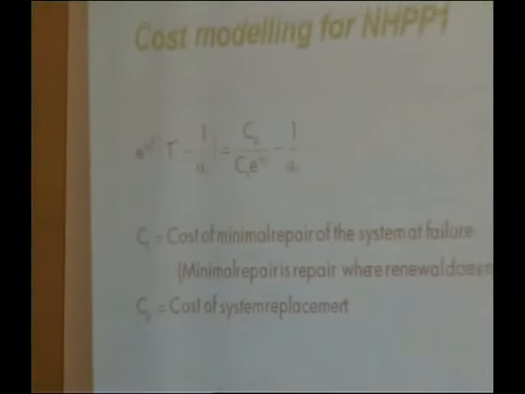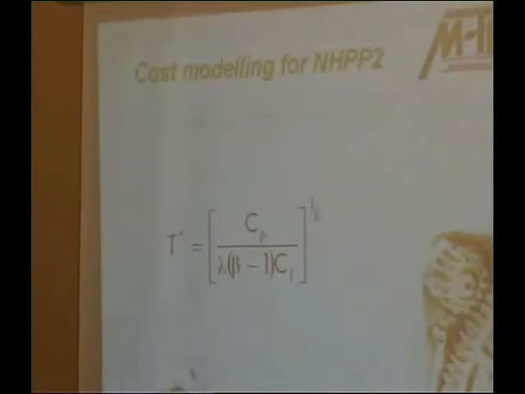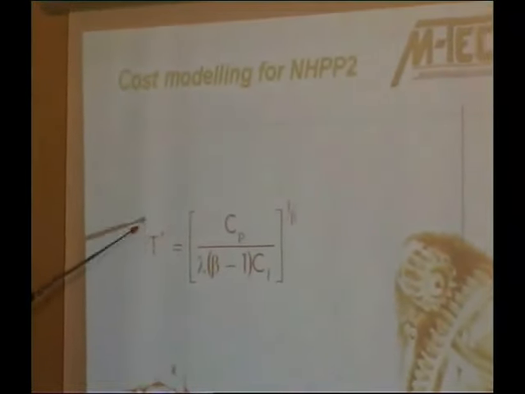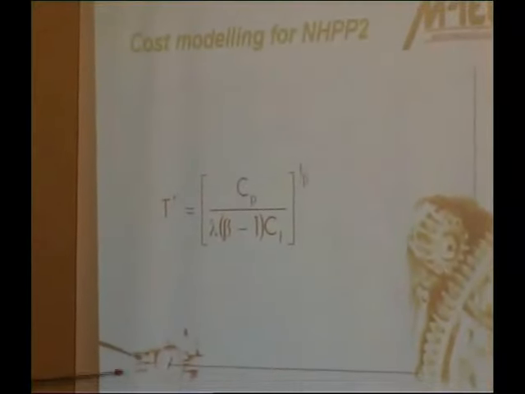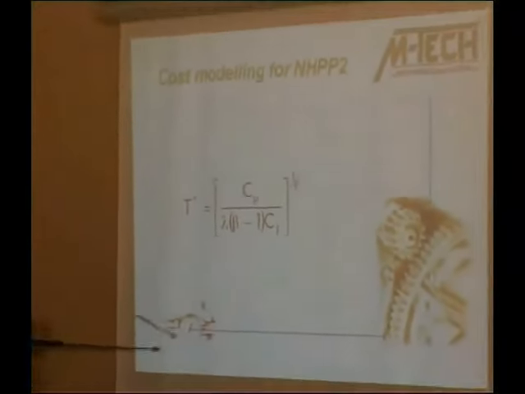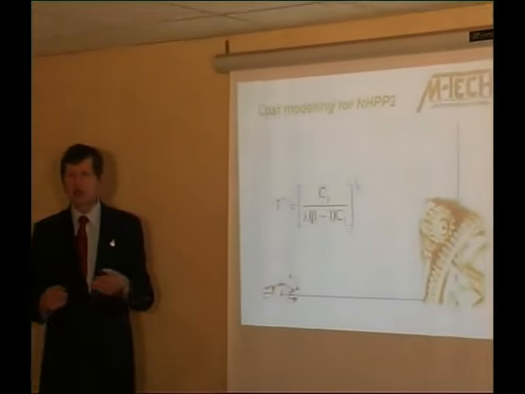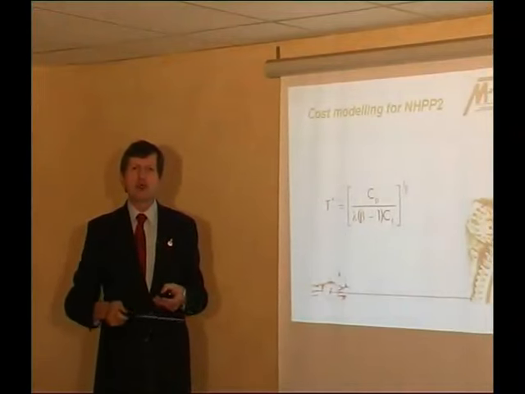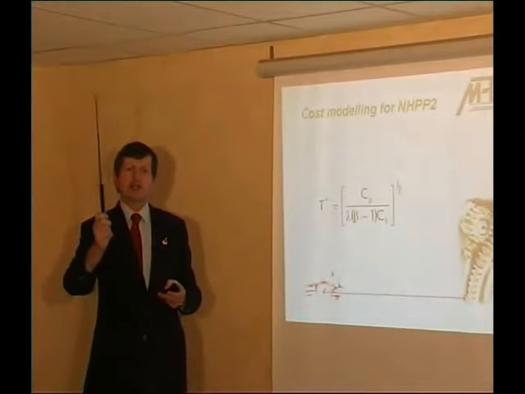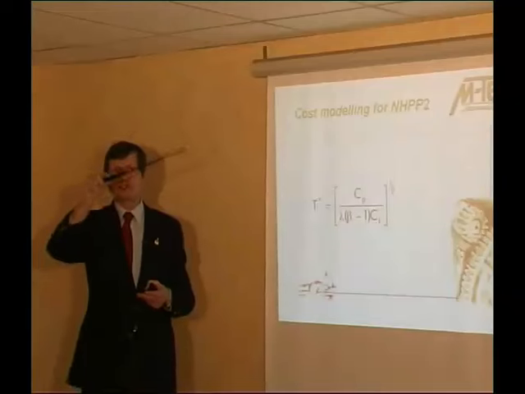The second version of the NHPP function is much simpler. You calculate T star directly from this equation. At this point in time, one can maybe ask, well, why do we have two versions of the NHPP function? The one, as we saw, is a concave up function. The other one is a convex function.